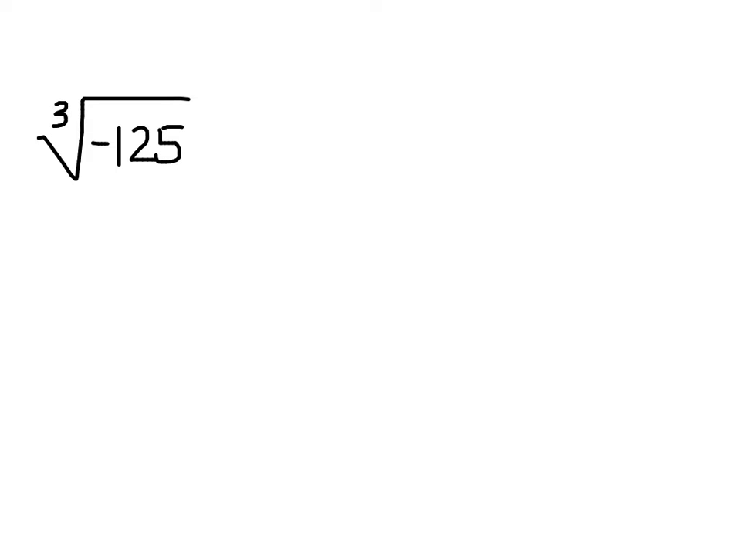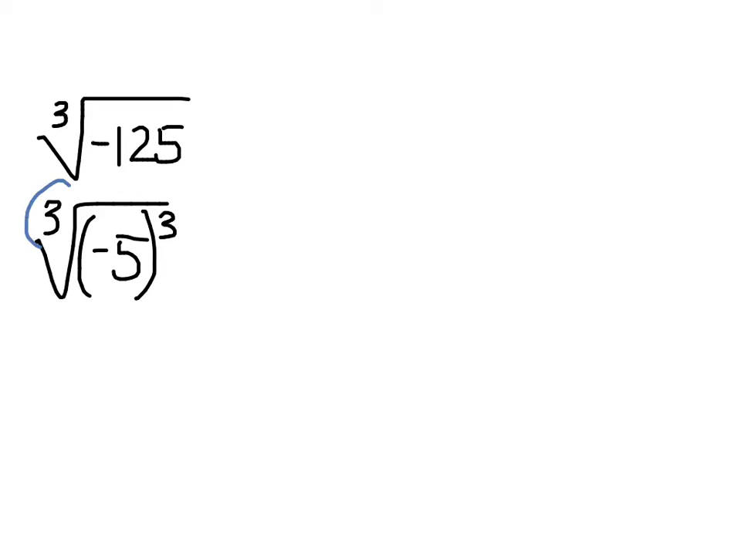Negative 1 times negative 1 times negative 1 is negative 1. That's not big enough. Negative 2 times negative 2 is 4. Times negative 2 is negative 8. Not big enough. Negative 3 times negative 3 is 9. And 9 times negative 3 is negative 27. Not big enough. Just be 5. So when we get to the final thing, we end up with negative 5 to the 3rd power. That's the number.